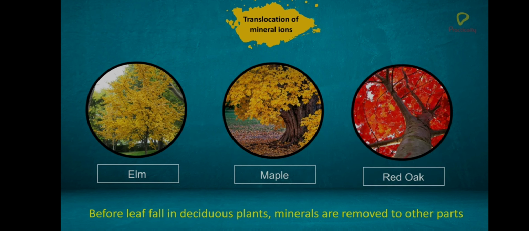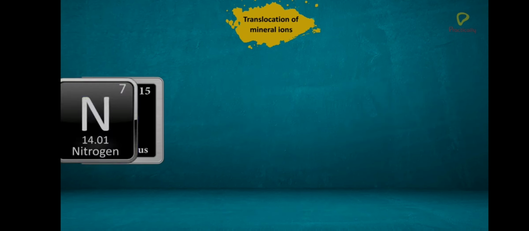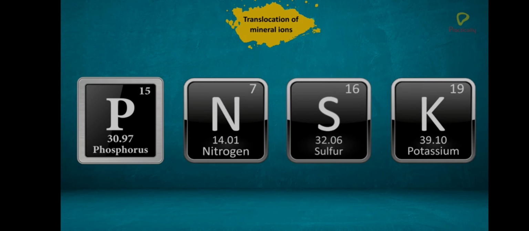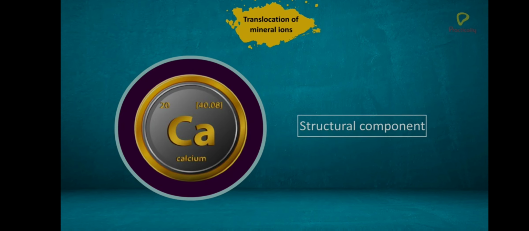Elements most readily mobilized are phosphorus, nitrogen, sulfur, and potassium. Some elements that are structural components, like calcium, are not remobilized.